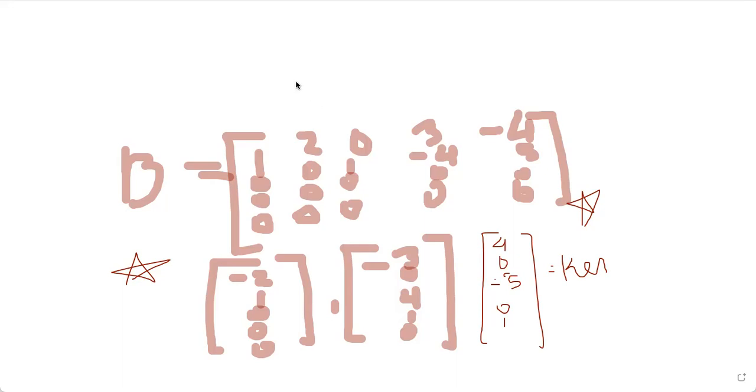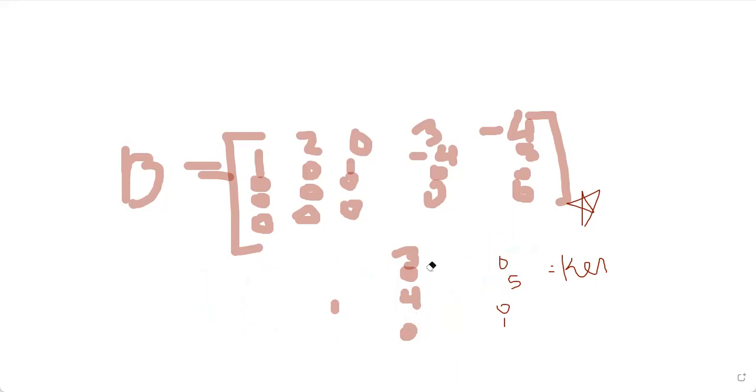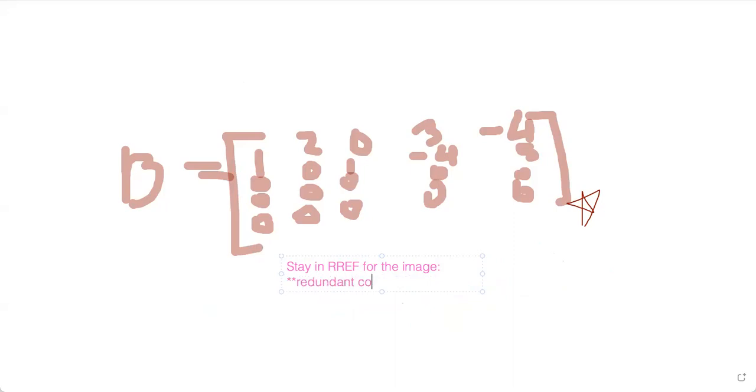Now, if we wanted to find the image, we've been accustomed to going from the non-redundant columns in the REF form and just taking those columns, and that's your image, unless there are some redundant vectors. Here, we're going to stay in reduced row echelon form for the image, slightly different than we've been doing it. Now, we need to figure out the redundant columns of A, the redundant columns of the original matrix.